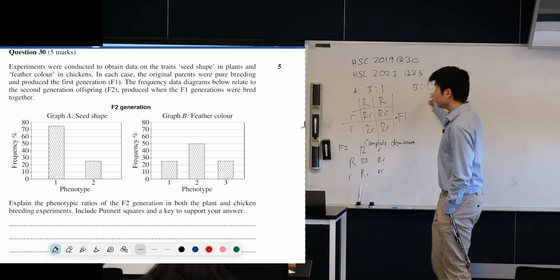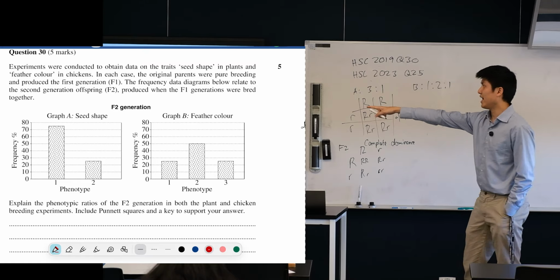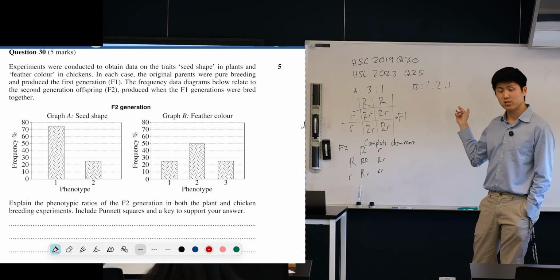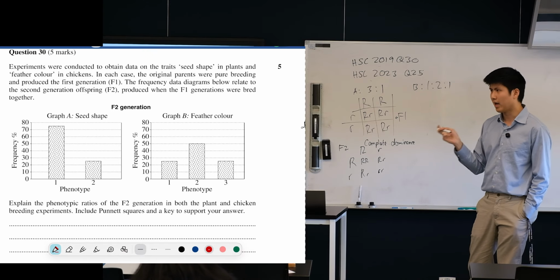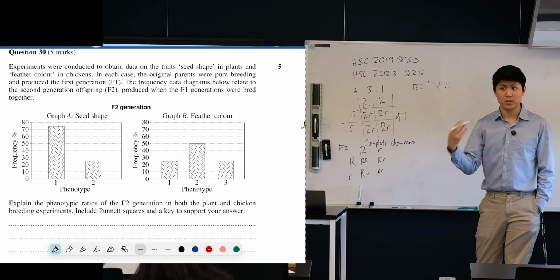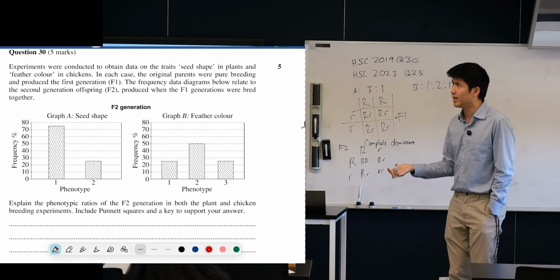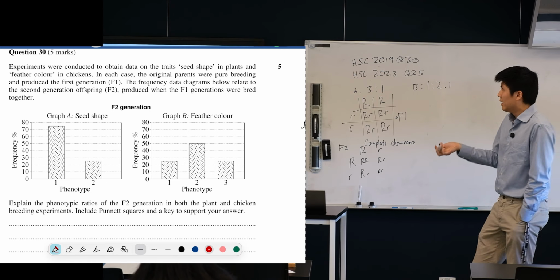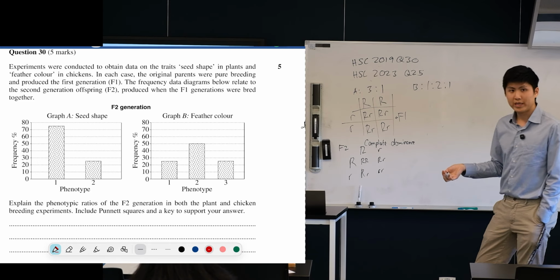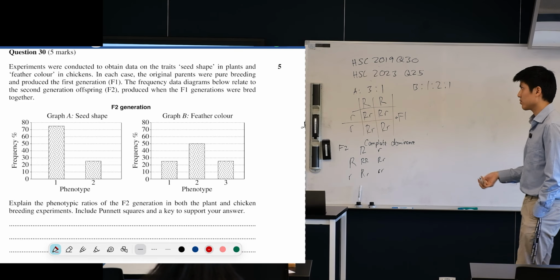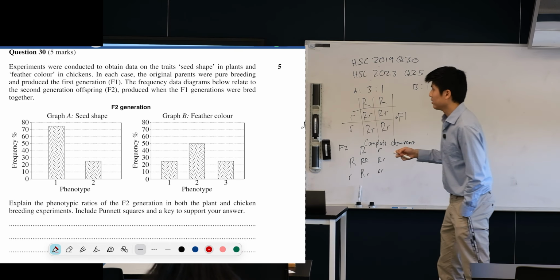Now, I'll do the same thing for this one, but we notice that our ratio is different. It's 1 to 2 to 1, which tells me it can't be complete dominance. It has to be something else. So I'm immediately thinking it could be multiple alleles. It could be codominance. It could be incomplete dominance. Well, we'll figure that out.